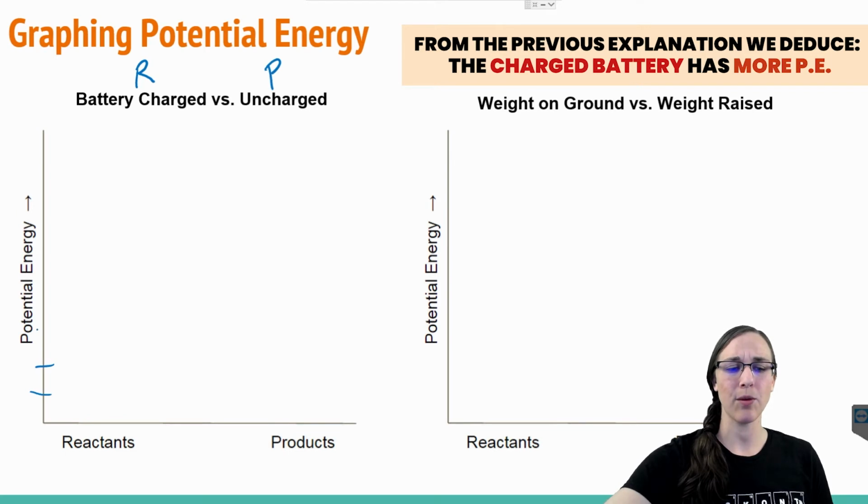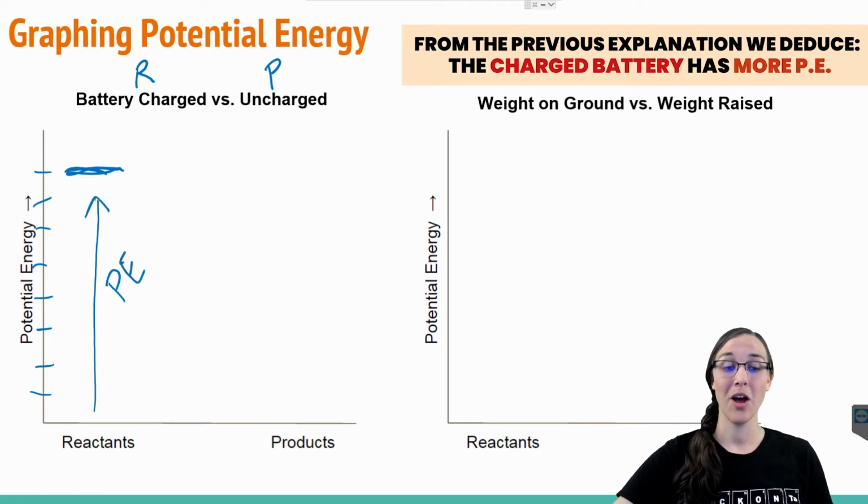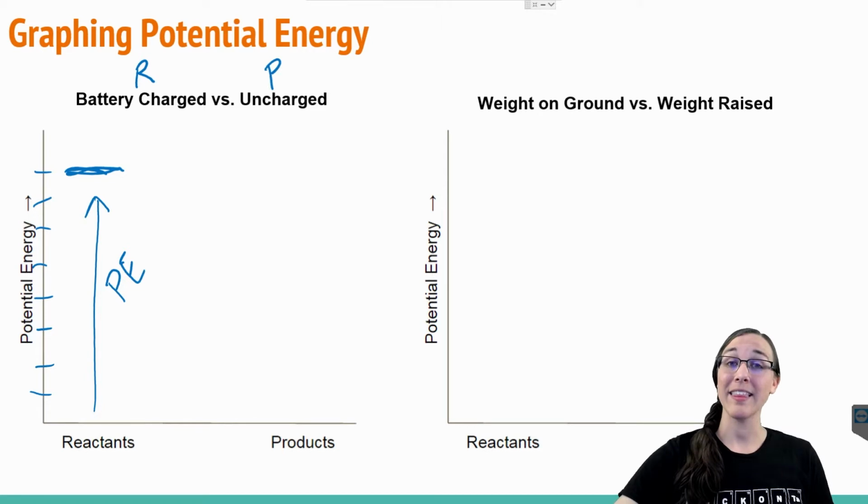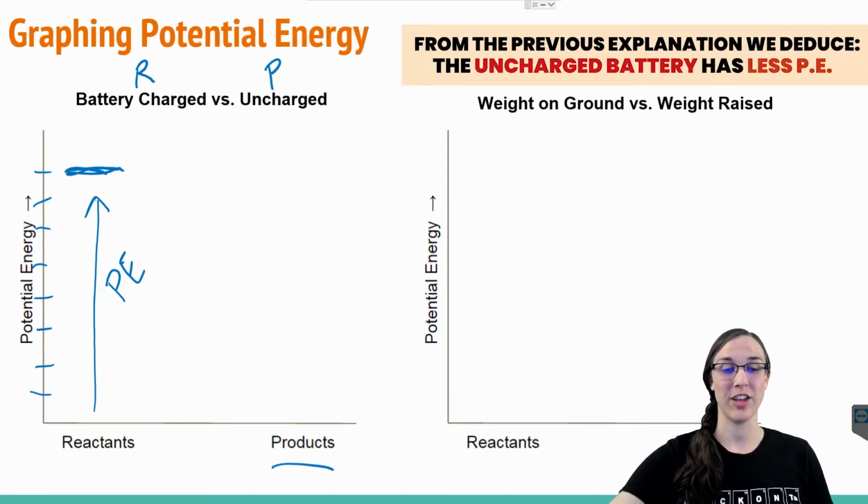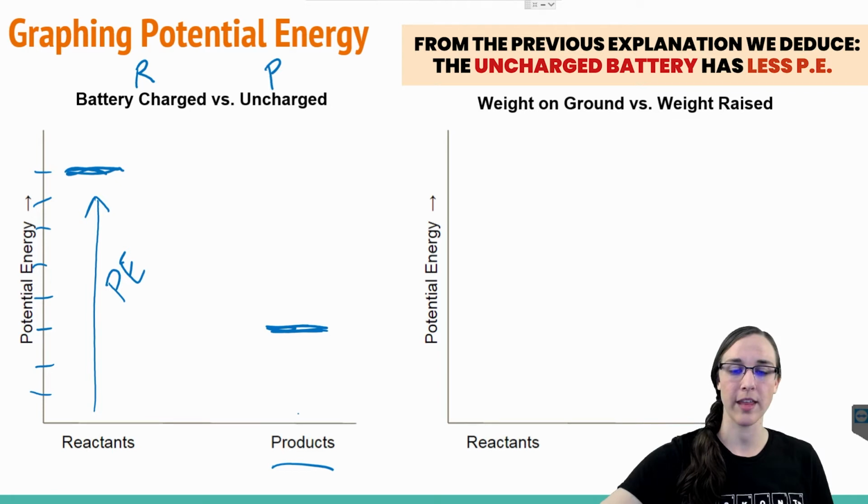So I don't really care where you draw it, just draw it higher for the reactant side, because we're representing the charged battery as something that has greater potential energy on the y-axis of this plot. And the uncharged battery, the product side, would have less potential energy. So anywhere below that reactant line for the charged battery will suffice to show that it has less potential energy.